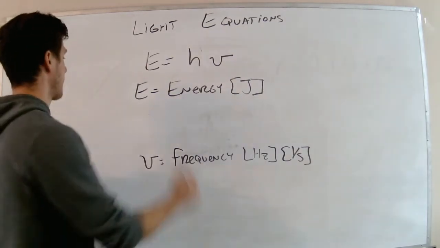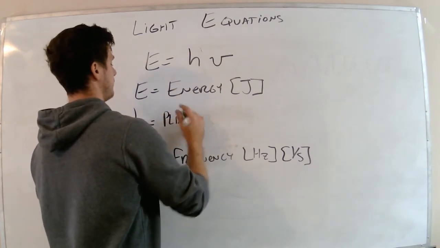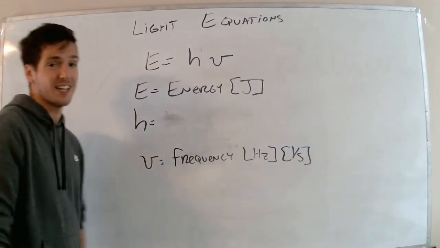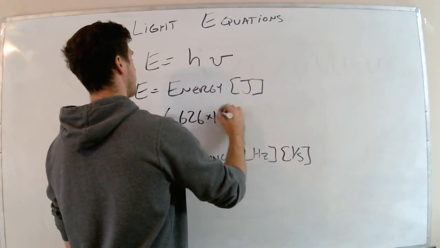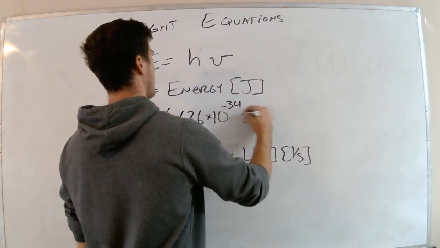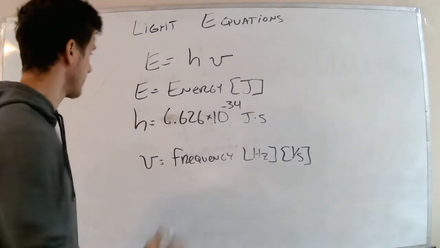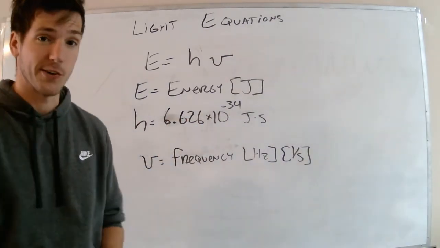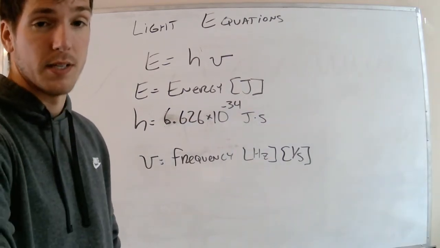H is Planck's constant. I'm not going to write it. It's Planck's constant. Okay, it's named after a scientist. And that is 6.626 times 10 to the negative 34th joule seconds. Okay, so it's just a constant, 6.626, right, like Stitch, to the negative 34th. And they will give you that, and that should be on your AP equation sheet.